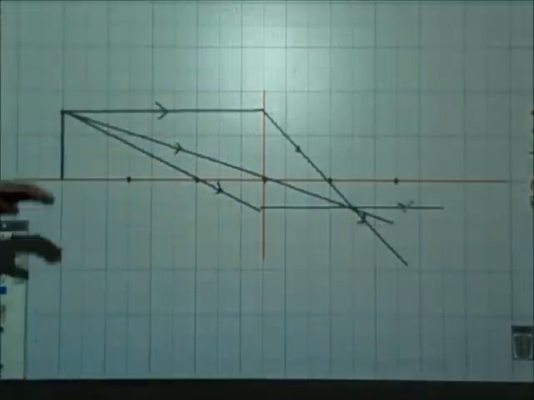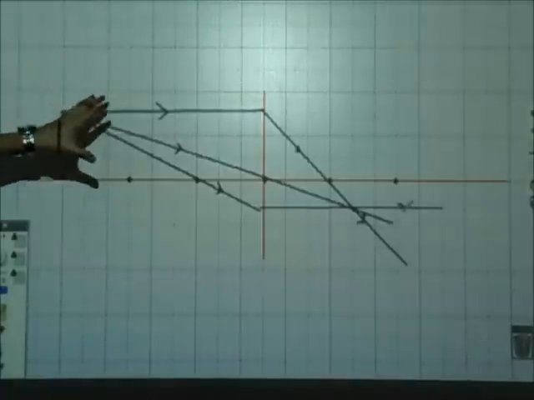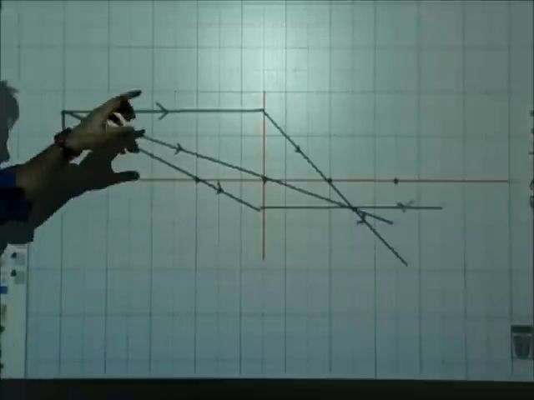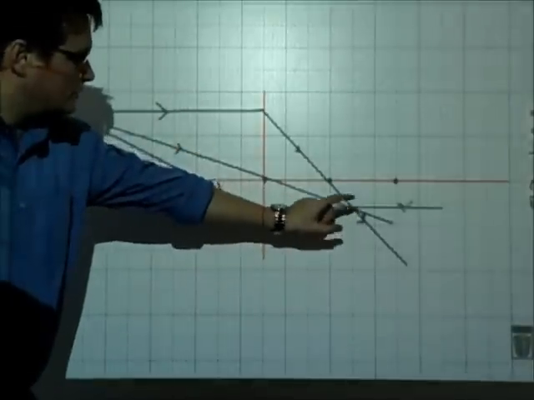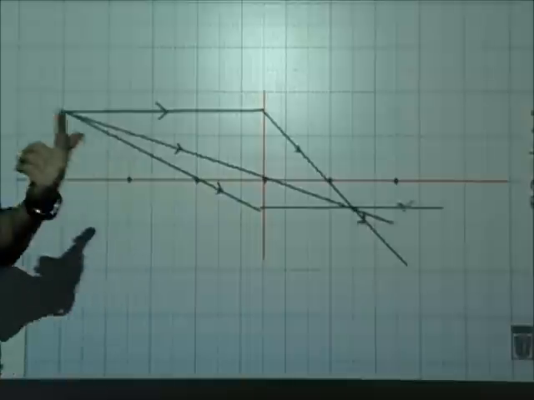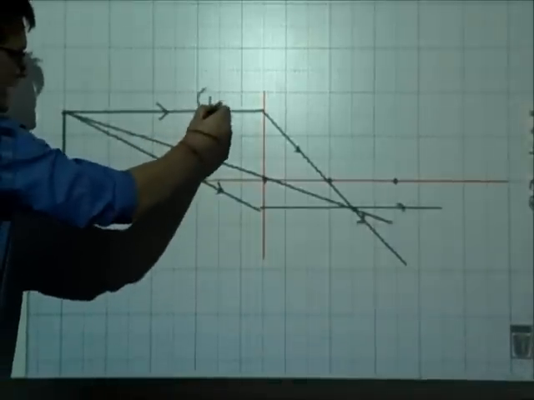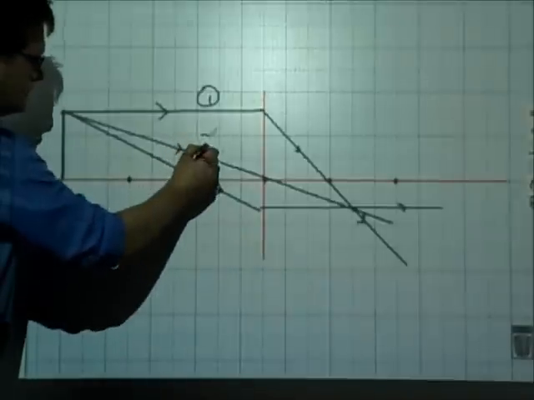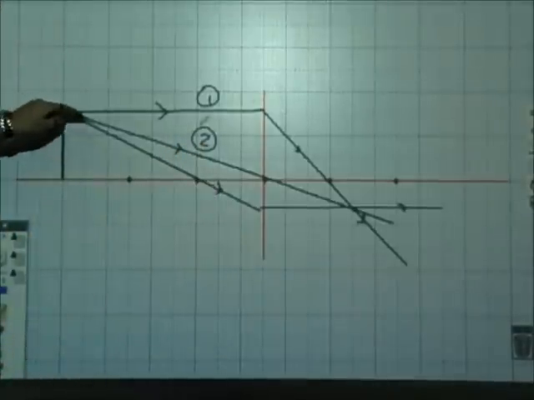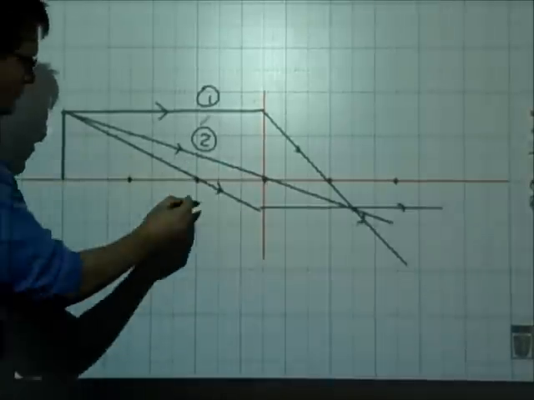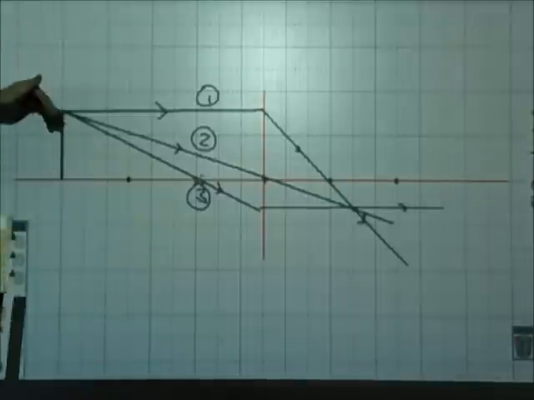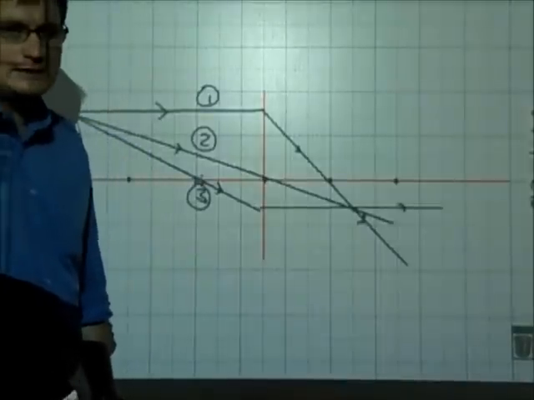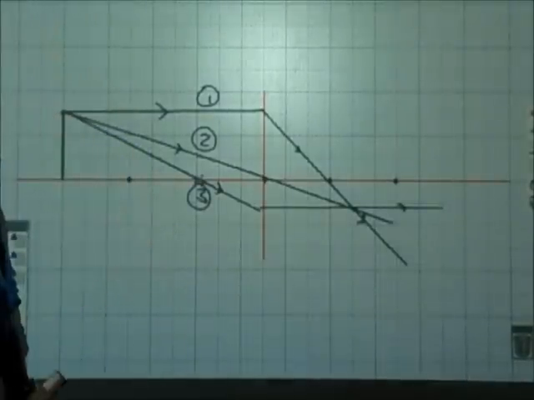Now if you were to do that very accurately, unlike I have here, you will see that every single time you do this, all three beams will go through the same point. So step by step, step one is to draw the parallel beam, refract it through the focal point. Step two is to draw the ray that goes straight through the middle of the lens, and step three is to draw the ray which goes to the near focal point and then is refracted parallel to the principal axis. And that's how you construct a ray diagram.